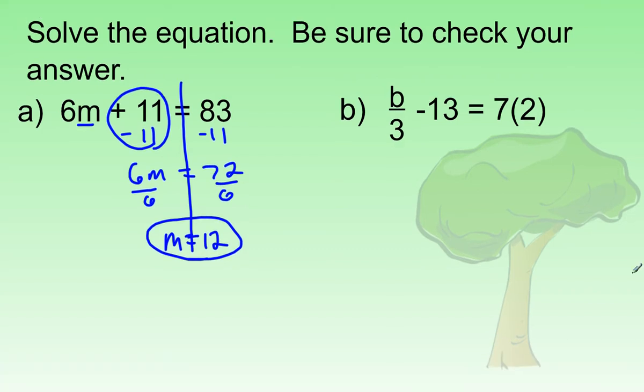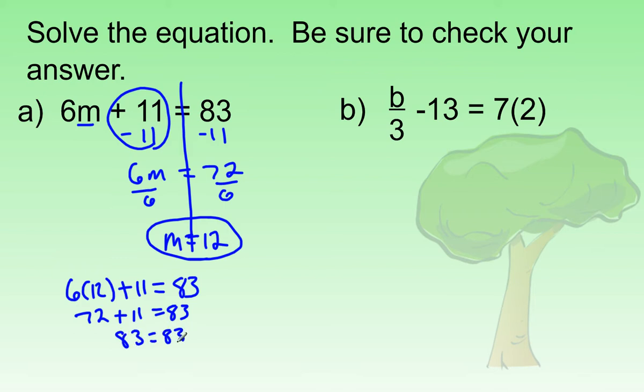I'm going to check it though. So I'm going to take 6 times 12 plus 11, and hopefully we get 83. Let's see, 6 times 12 is 72. 72 plus 11 is 83. That checks out. So my answer, m equals 12. Letter B.